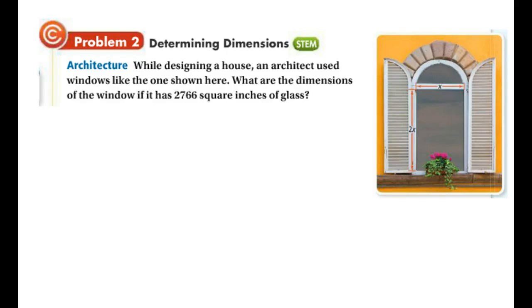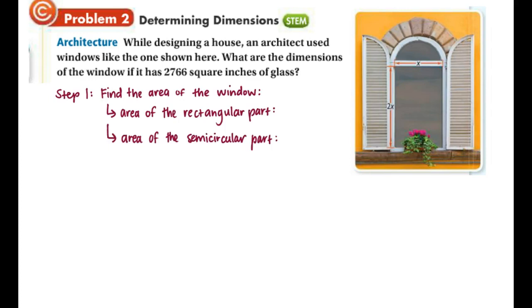In example 2, we have a real-life application problem involving architecture. It says, while designing a house, an architect used windows like the one shown here. What are the dimensions of the window if it has 2,766 square inches of glass? You may have noticed that the window actually contains two different shapes. We have a rectangular part and we have a semicircular part. So let's find the area of each.